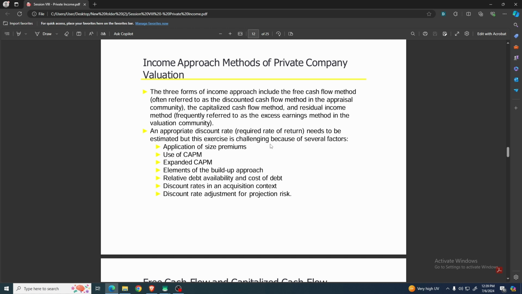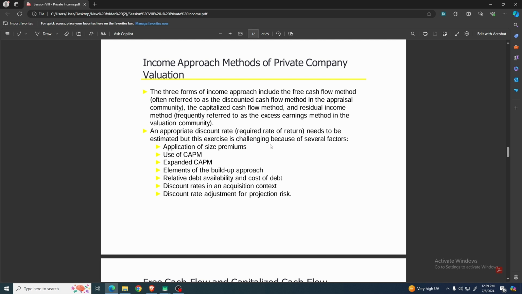Each of these methods rely on accurately estimating future cash flows and appropriate discount rate. So let's delve into each component and the challenges associated with determining the discount rate. First one is the free cash flow, the discounted cash flow method. So you all know this. This is the method involving projecting future cash flows of the company and discounting them back to the present value using an appropriate discount rate. So what you are going to do is project the company's free cash flow over a forecast period. Then you are going to determine the terminal value representing the company's value beyond the forecast period.